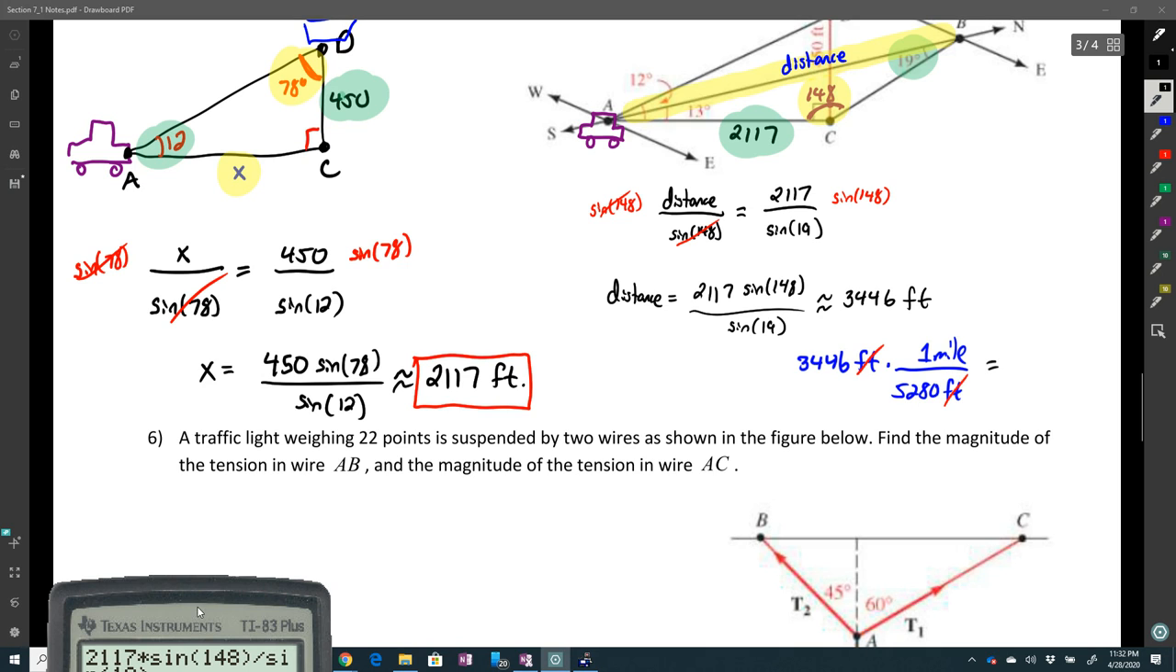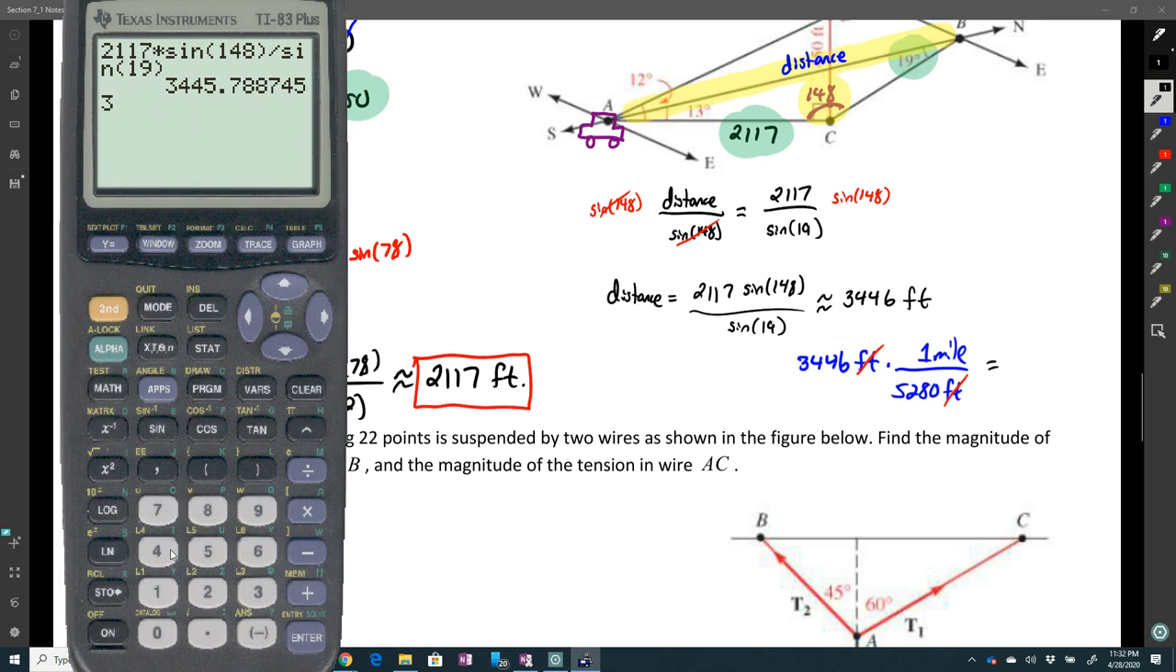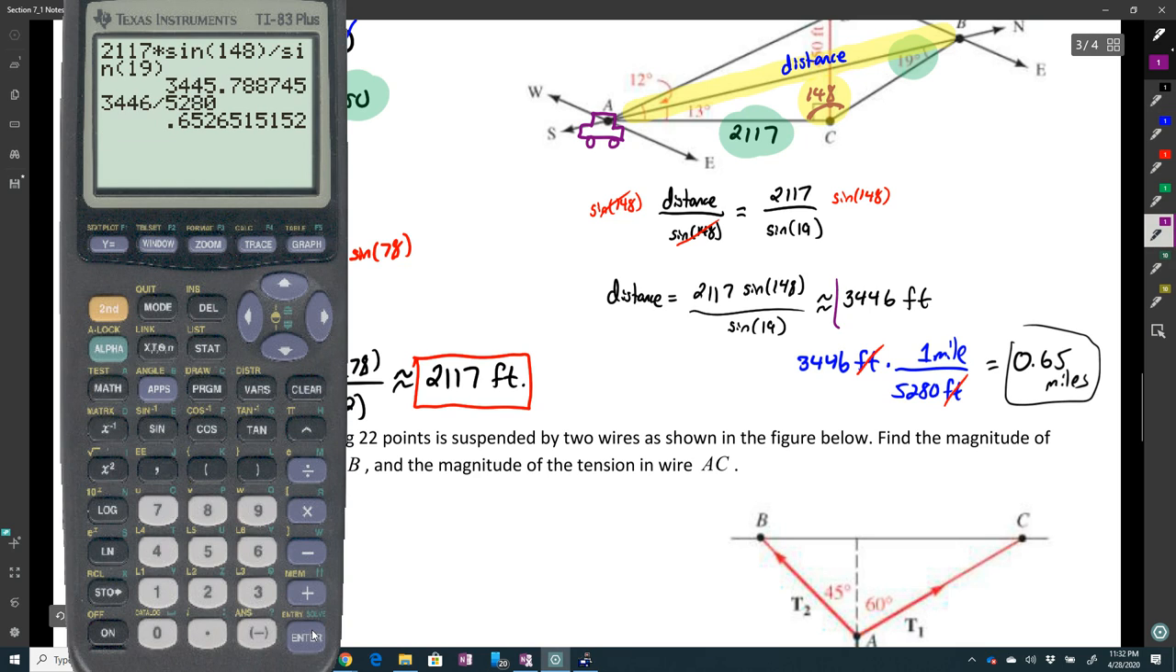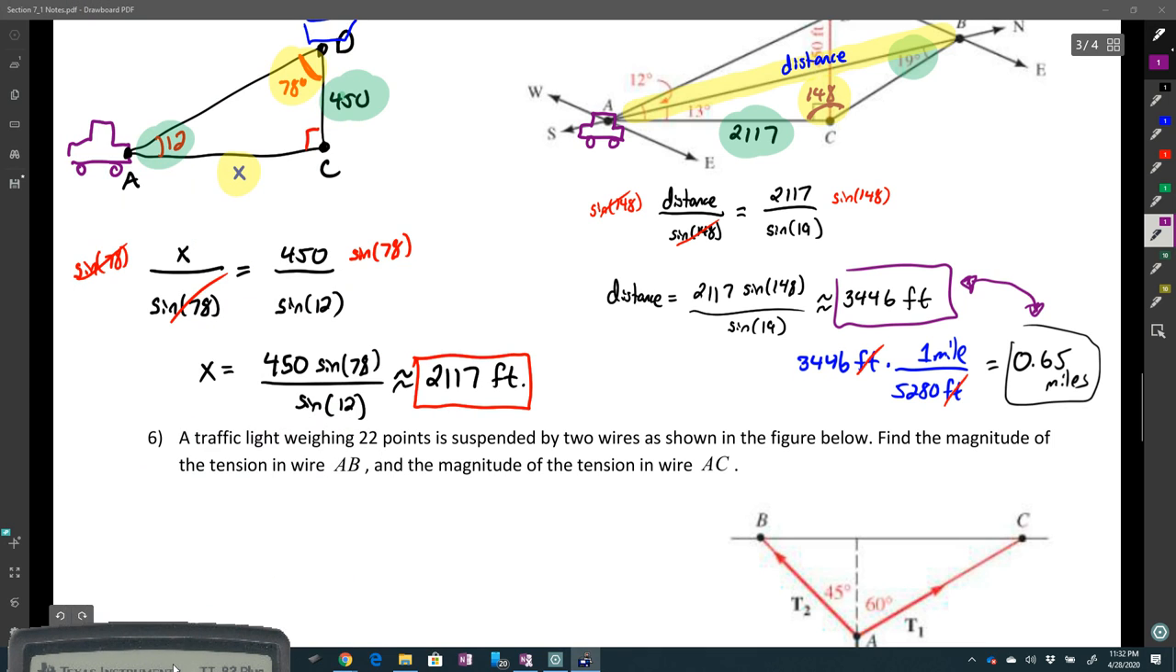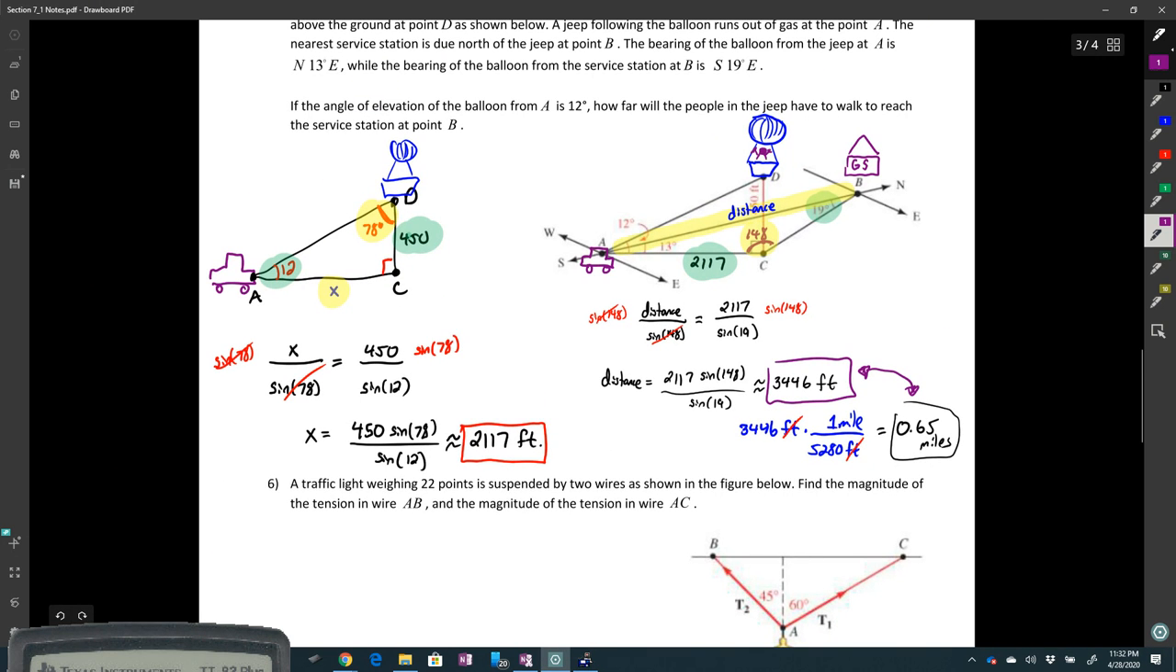So you just do 3,446 divided by 5,280. So about 0.65 miles. Depending on what they're looking for, it can be either of these. All right, so that's that weird problem. You're going to see one like it on the homework, and so that's why I added it to here. So now you've seen an example.